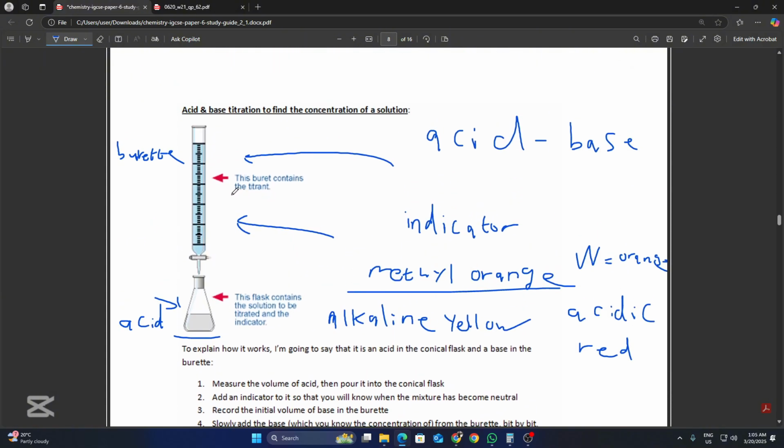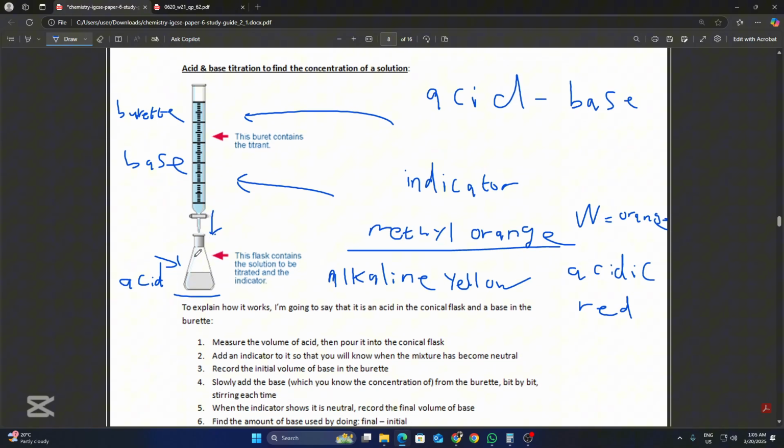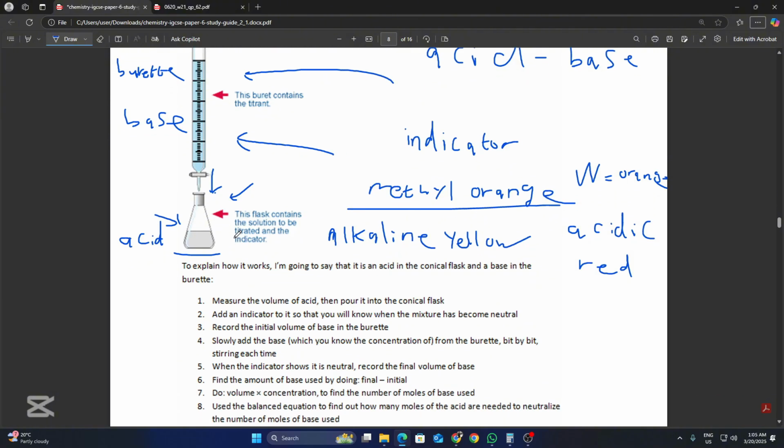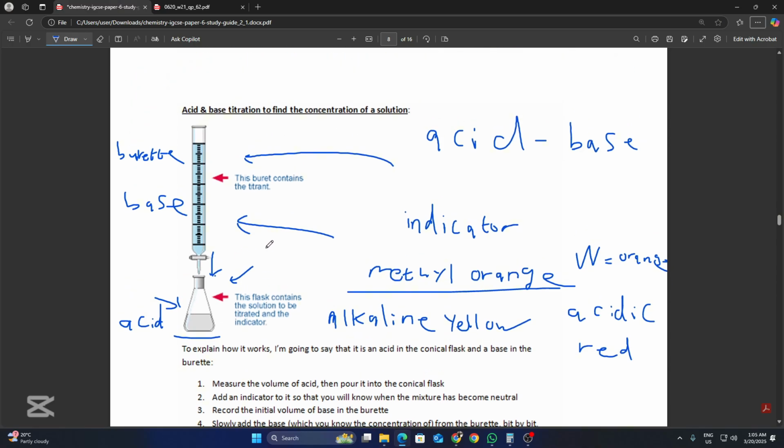Now, in an acid-base titration, if this was, for example, a base, we're slowly going to start pouring the base into the flask until we see the end point, which basically means the slight color change. The slight color change, we call it the end point. We have to make sure to observe the end point here. And that is basically acid-base titration.